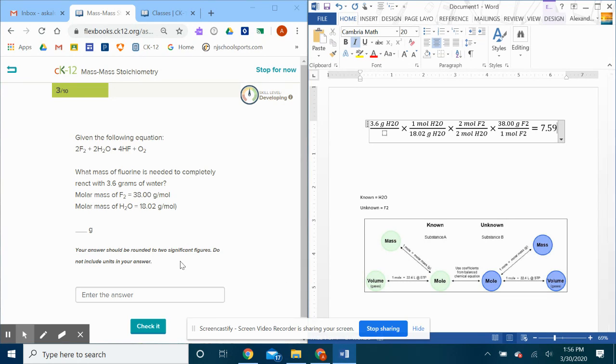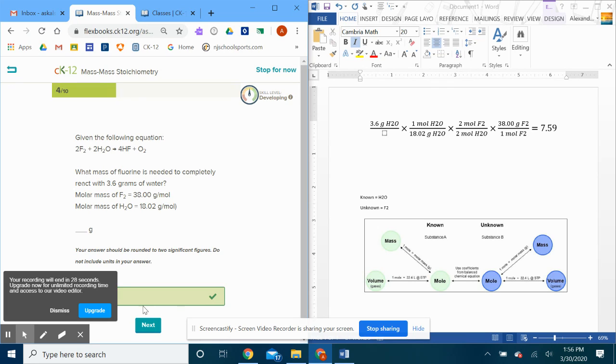We can round that. It's asking for 2 significant figures, so we need 2 digits. So we're going to round this to 7.6. And that is the right answer.